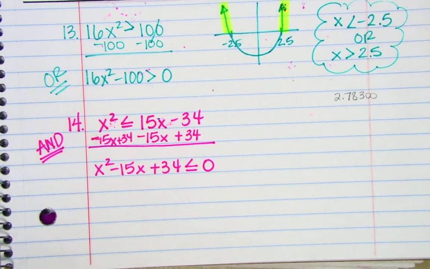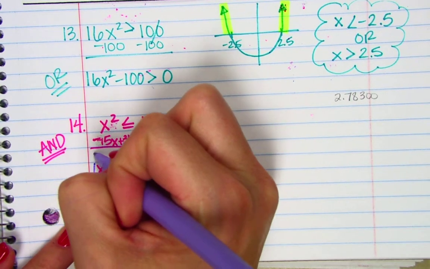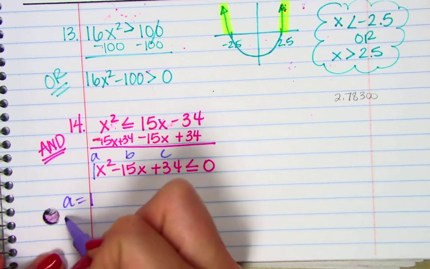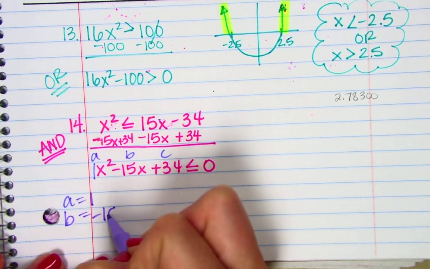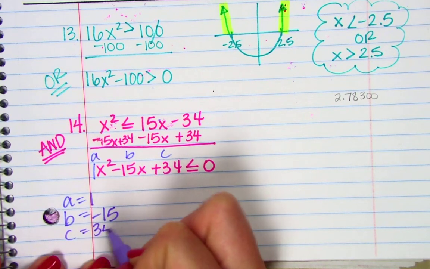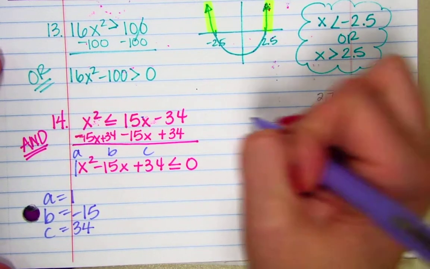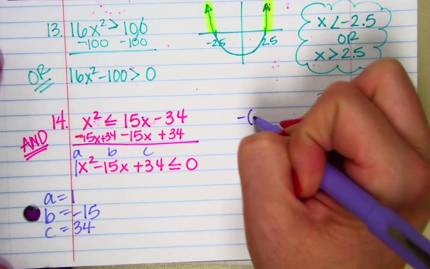So when it's an ugly decimal, we've got to use the quadratic formula. Okay, that's the best way to solve it. So we're going to label our A, B, and C. Okay, A, B, C. A is 1, B is negative 15, C is 34. And I'm going to plug it in. Okay, so negative B, we've been doing this for a while.